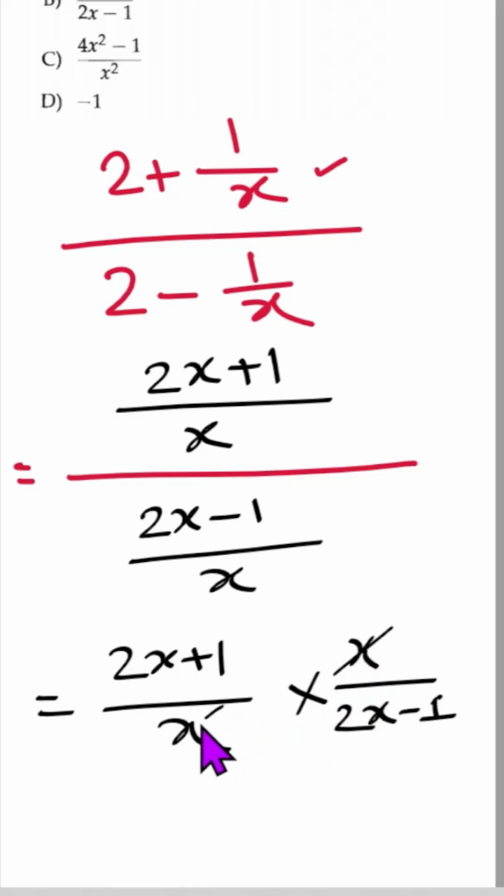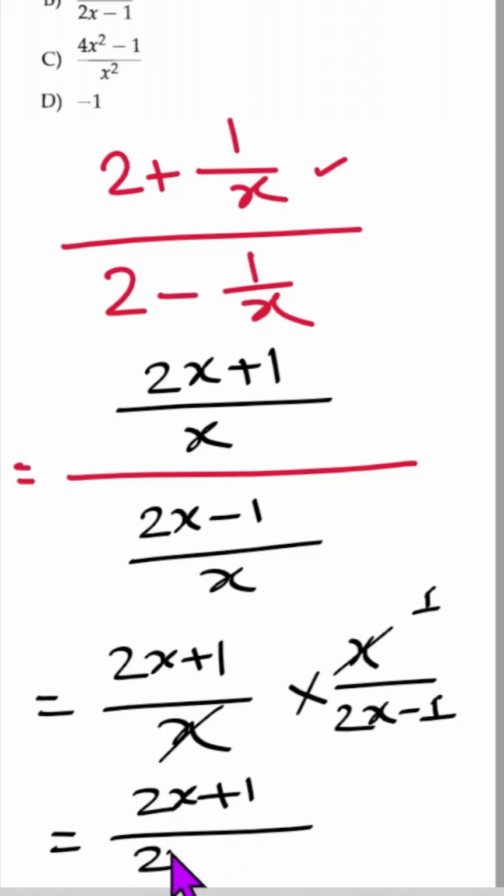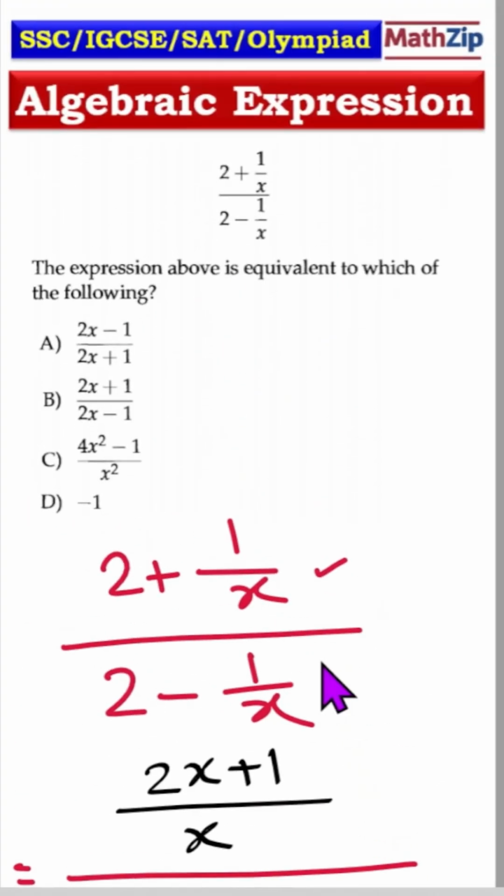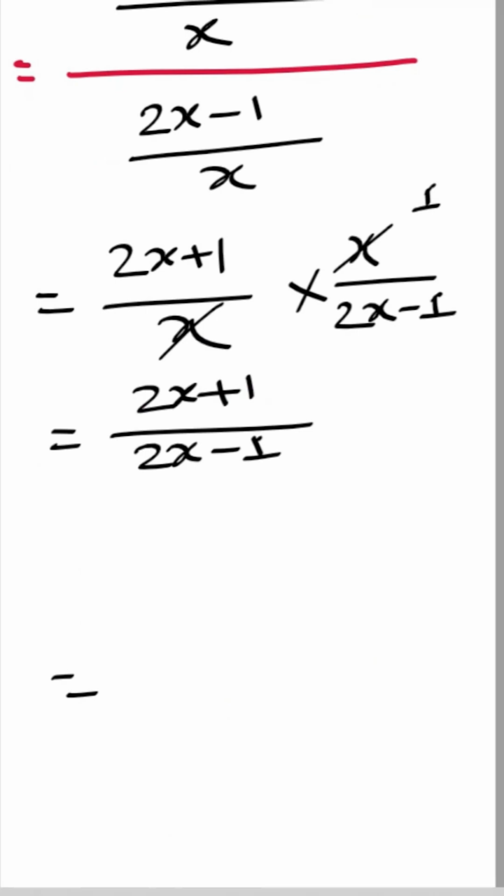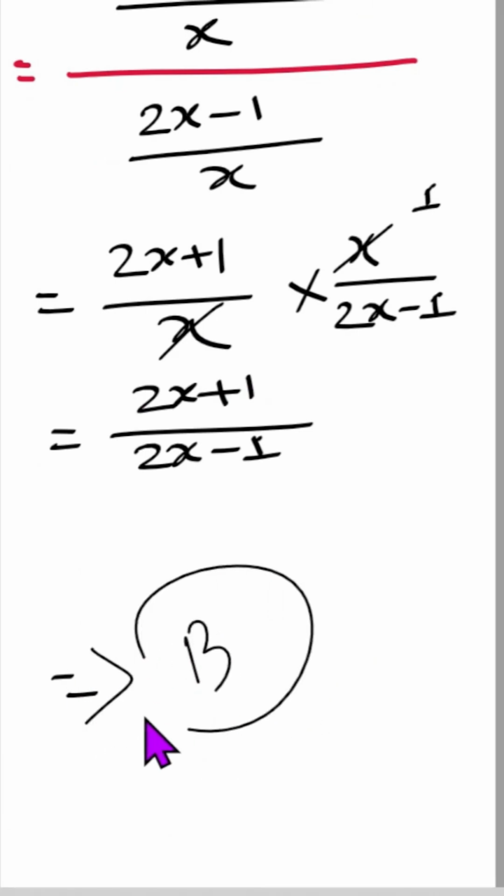So x divided by x is 1. So our answer is what? 2x plus 1 divided by 2x minus 1. So which one? Here is 2x plus 1 divided by 2x minus 1. It means the correct answer is number B.